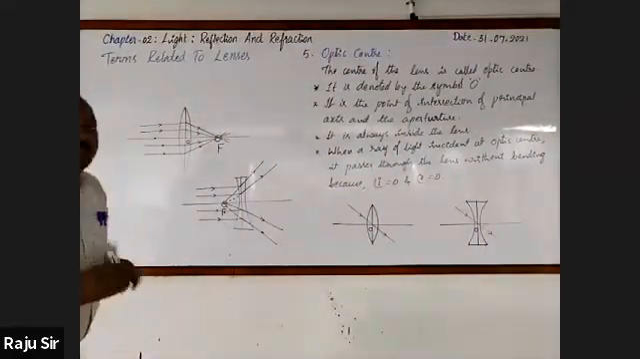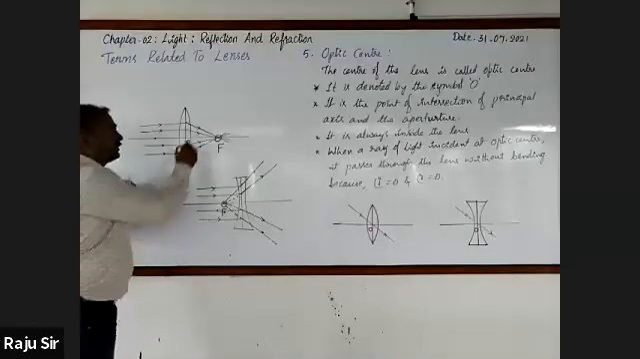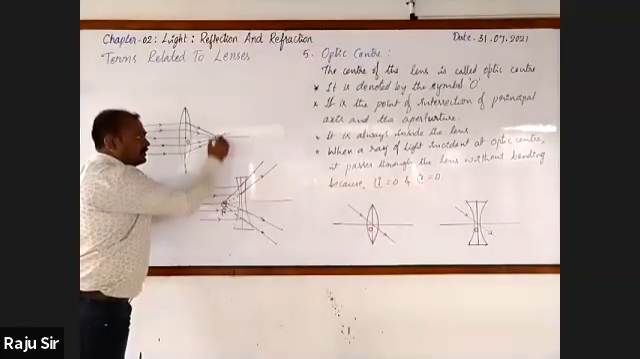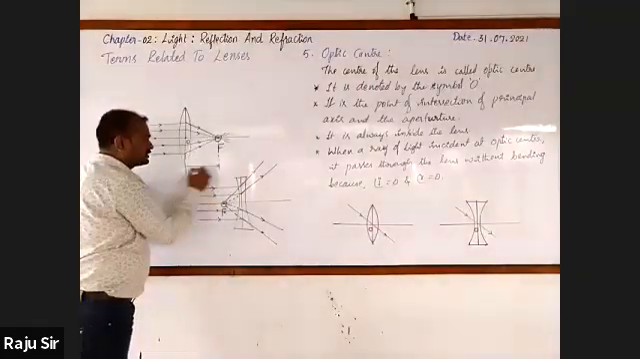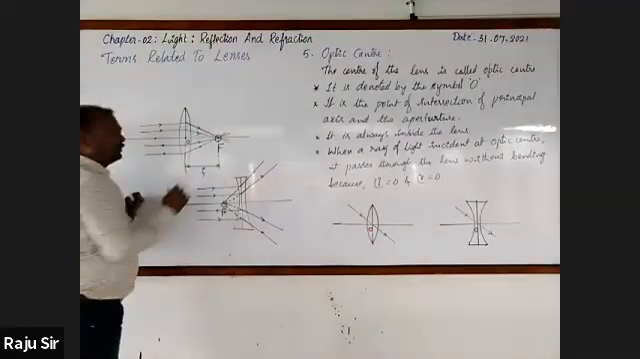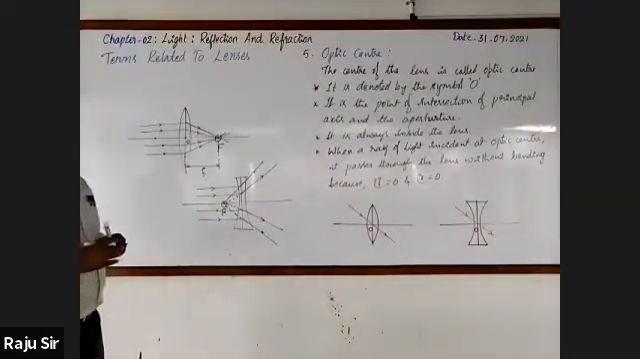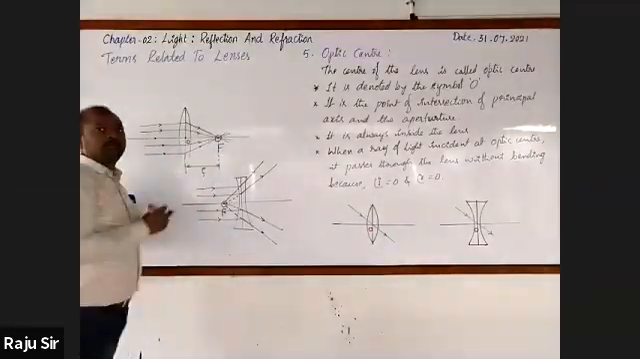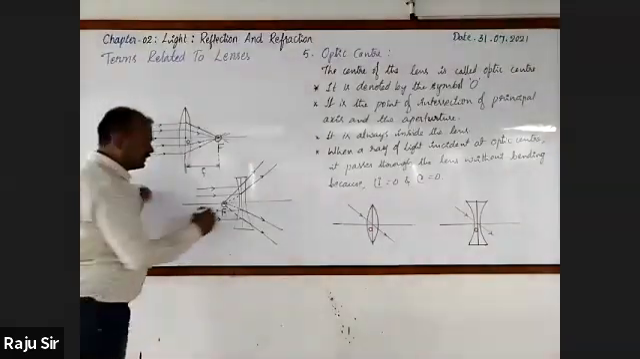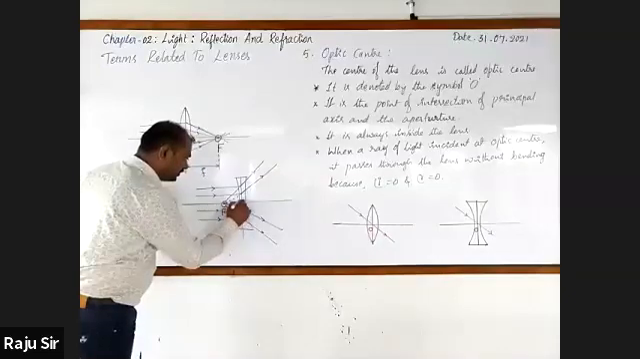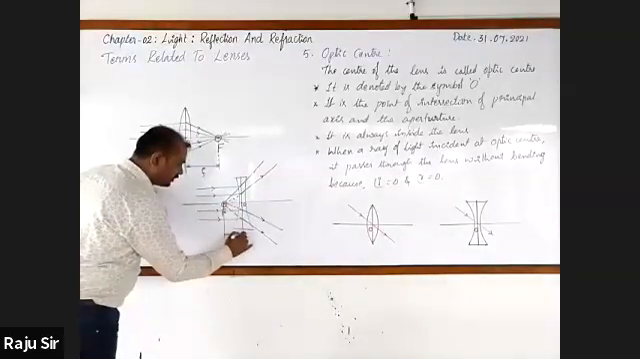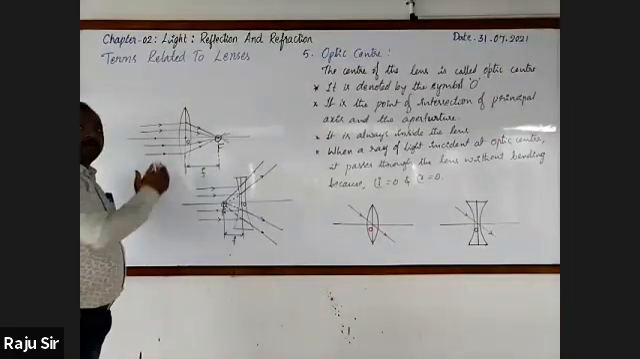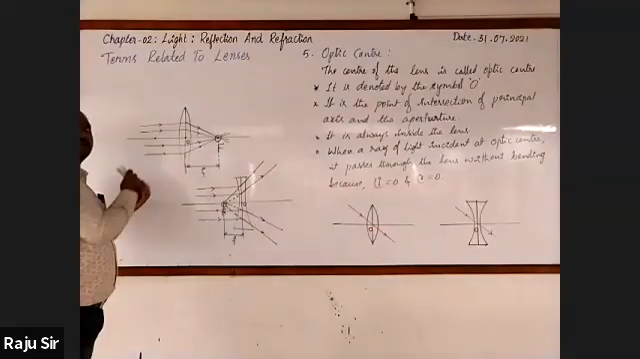We can also define one more term. What is this? Optic center. This is principal focus. The distance between these two is called focal length. Focal length is the distance between optic center and principal focus of the lens. Next, here, this is optic center and this is principal focus. Here also, focal length. Focal length may be found on either the right side or the left side.